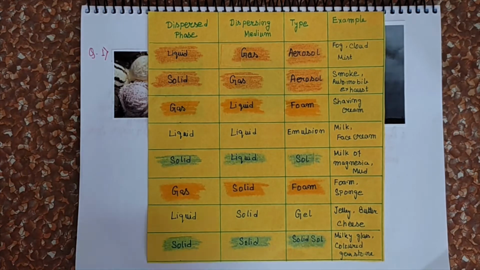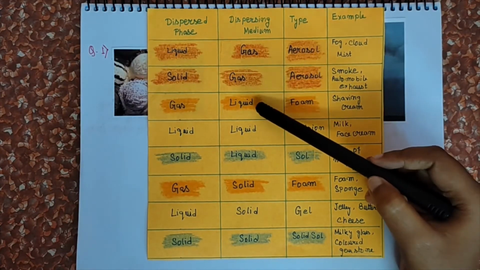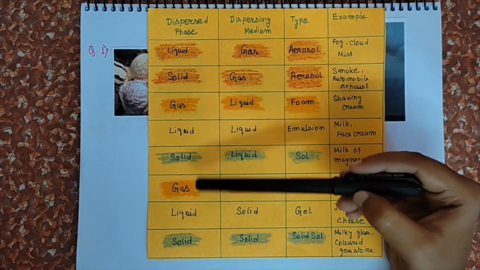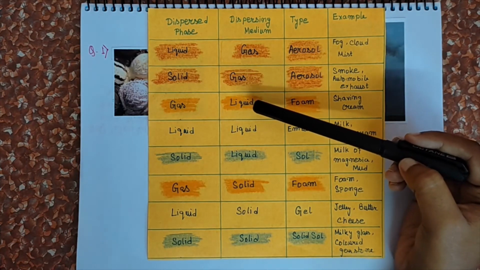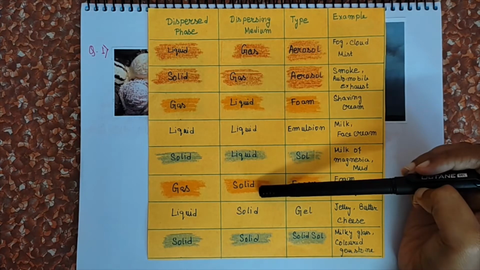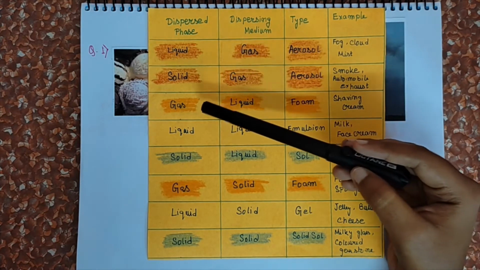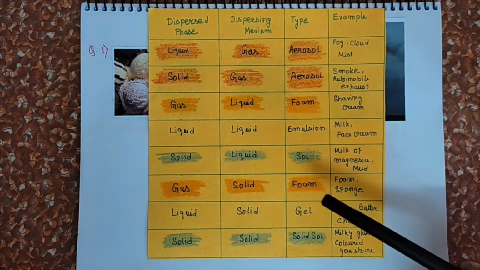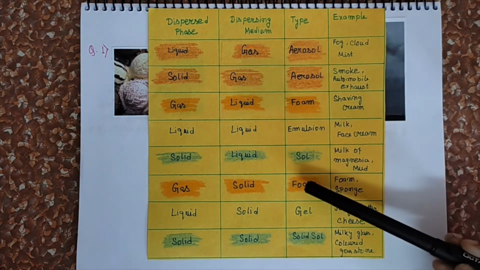Now the next one: the dispersing medium is either liquid or solid, and the dispersed phase is gaseous. The dispersing medium is different, one is liquid, another is solid, but the dispersed phase here is the same, gaseous. Then what will you write? The type will be foam only. In both cases it will be foam.